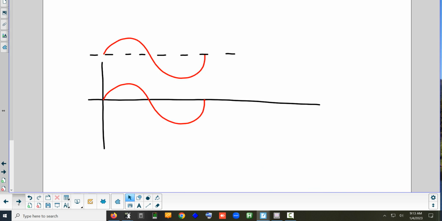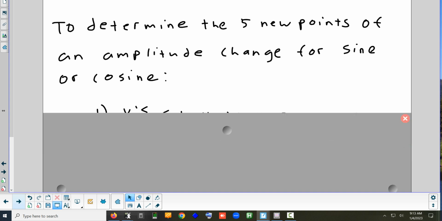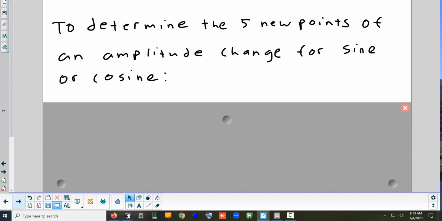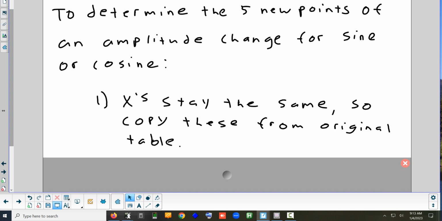So when we want to do our graphing, the x's are going to stay the same. The y's are what are going to change this time. So now we're referring back to that original table we made yesterday. We're going to copy down the column that stays the same, which in this case is the x's. And when the x's stay the same, that's good, because the x's are harder to work with. Those are all the fractions with pi.